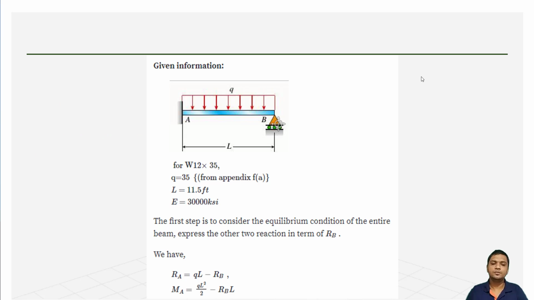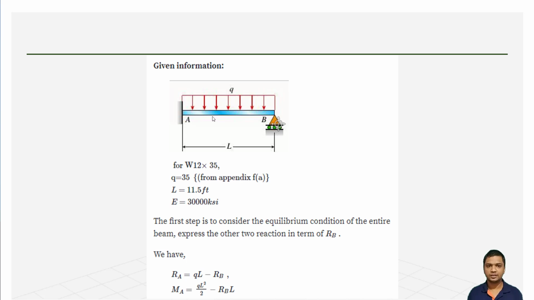So this is the given information. We have a W12 by 35 beam, length is 11.5 feet, E is 30,000 KSI, and it is subjected to 35 pound per feet of load. First step is to understand the equilibrium condition for the entire beam, and we'll express one in terms of another by taking the reaction at one end, right?